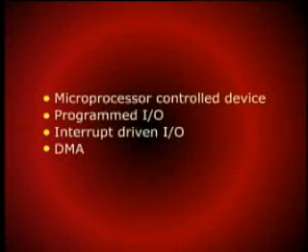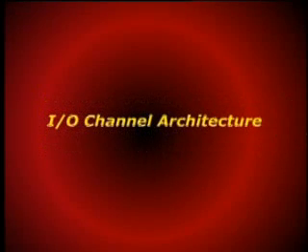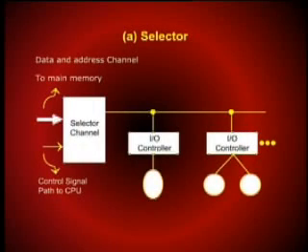The simplest form with which we started with the IO interface was that the CPU directly controls the peripheral device. This we called a microprocessor controlled device. Next, we went on to the concept of IO controller under programmed IO. We further expanded to the concepts of interrupt, and now we have said that the DMA is executed by using an intelligent IO. Now this IO channel could further be implemented, as shown in the slide, in two different ways.